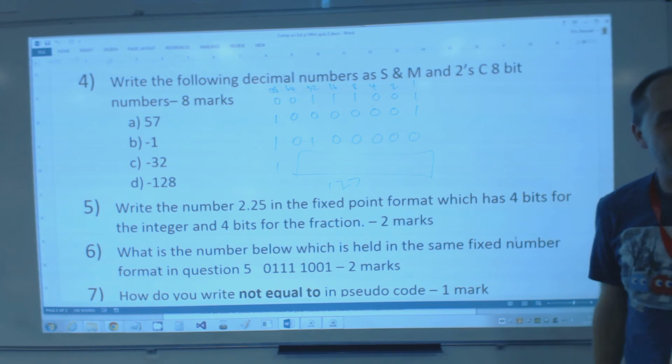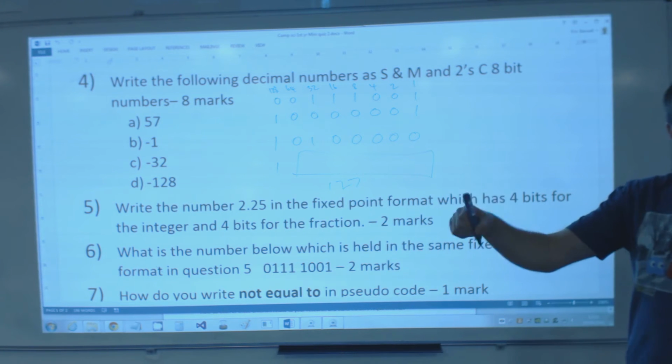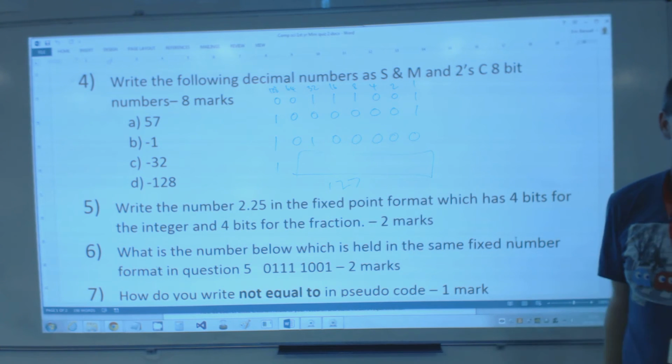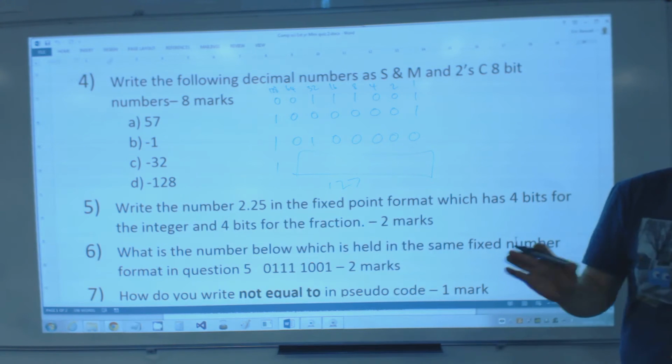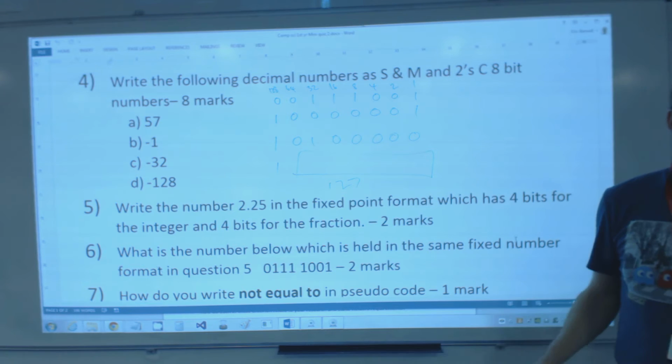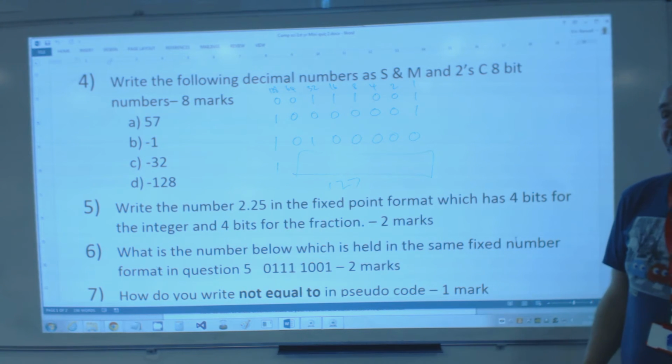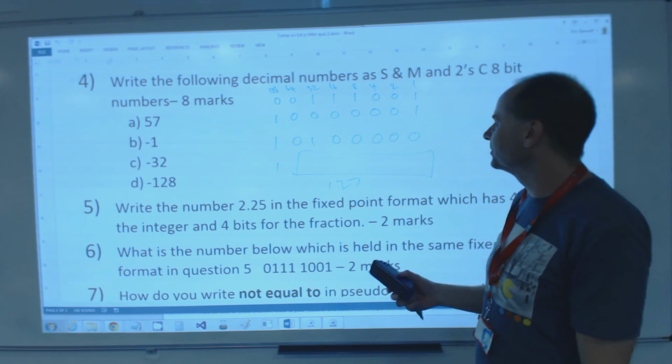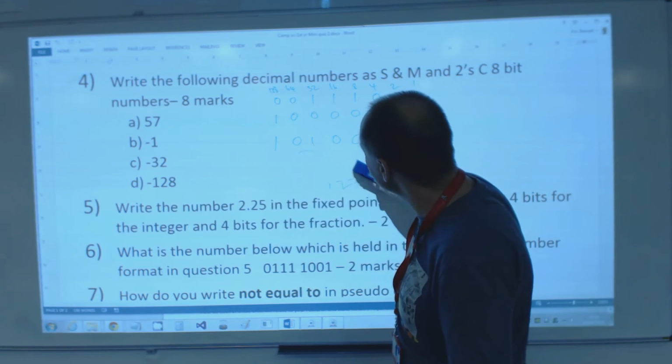Do not be afraid to write down that something isn't possible if they ask you to do something. Don't do that for every question, because the likelihood is not every question on the paper is going to be impossible to do, unless someone's had a real meltdown at the exam board. Okay, so that one's not possible.